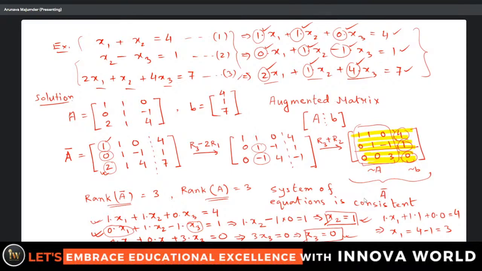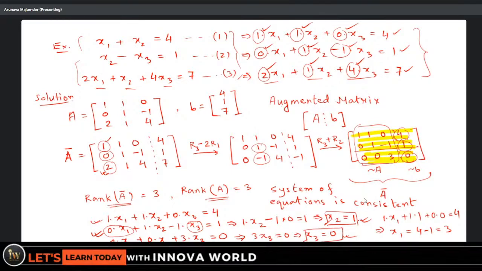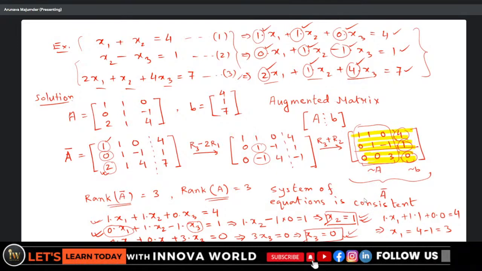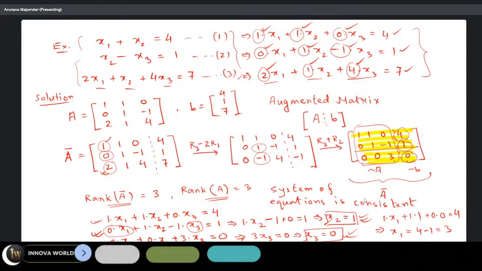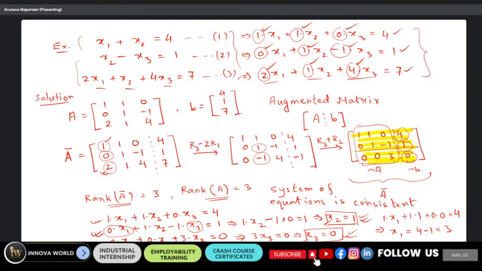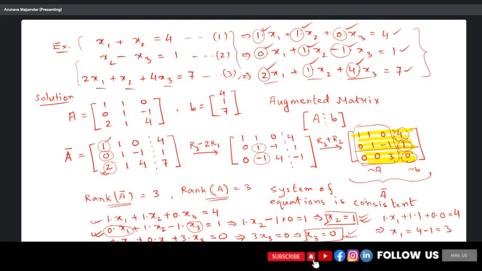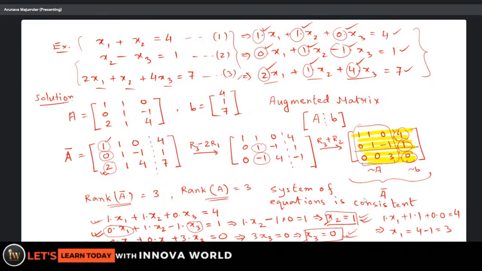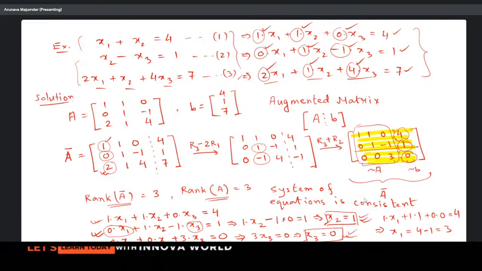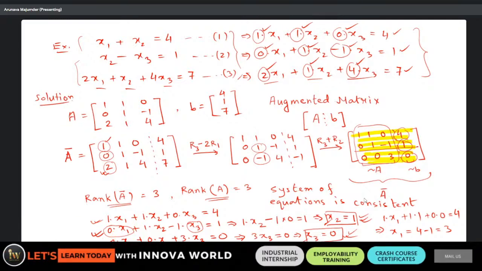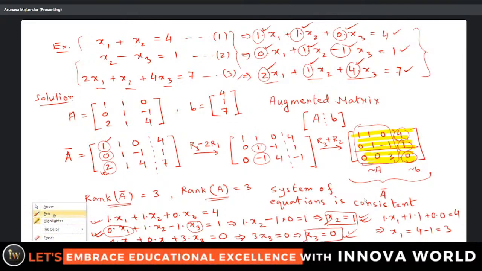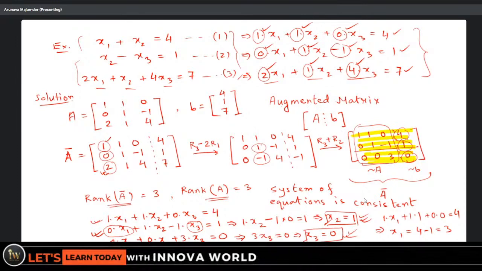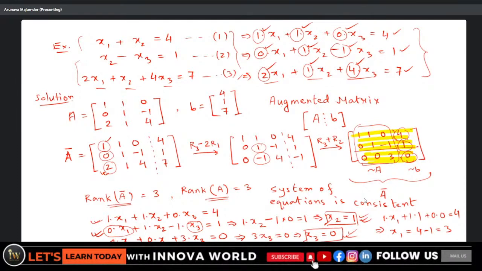So we have the solution now: x1 is 3, x2 is 1, x3 is 0. And this solution is unique. You can see x1 value is 3, x2 value is 1 and x3 is 0. This solution is unique. This is the final solution. So this is how we can get different solutions, that is, the solution of a system of linear equations.